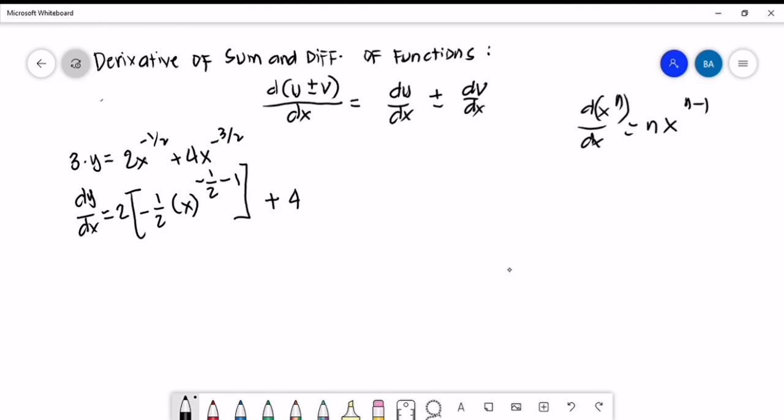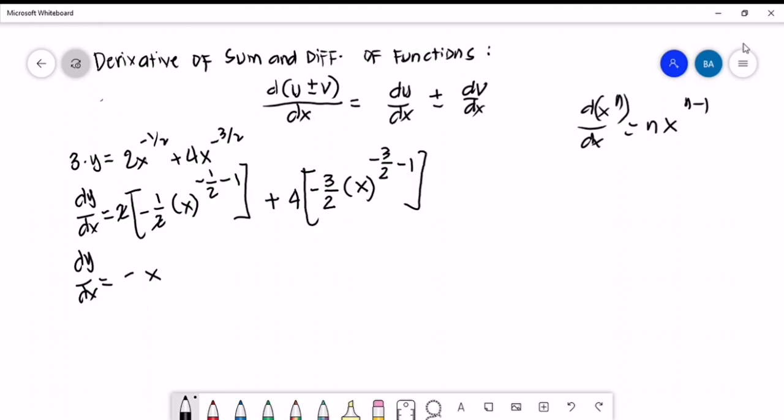Okay, sorry. So let's separate the 4. Let's bring down the exponent, 3 over 2, and then copy the x, then the exponent negative 3 over 2 minus 1. So the derivative of y with respect to x, this is 2, or we could cancel out this one, so we have negative x, then negative 1 half minus 1.